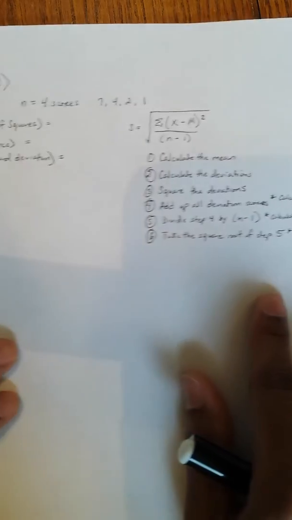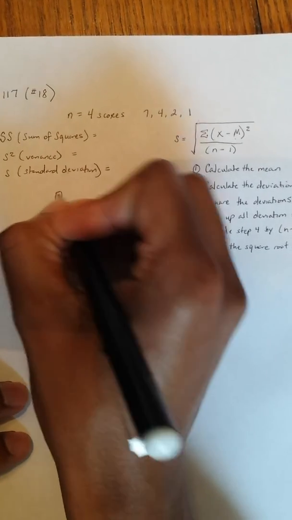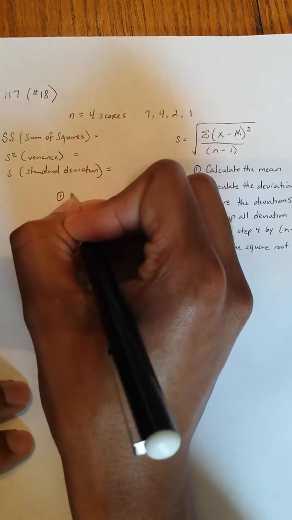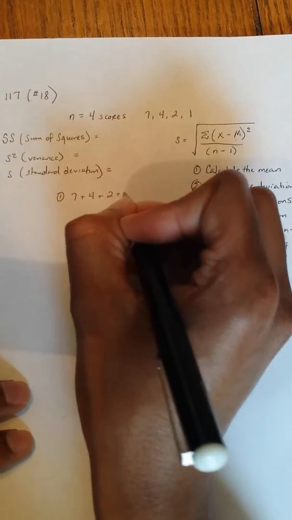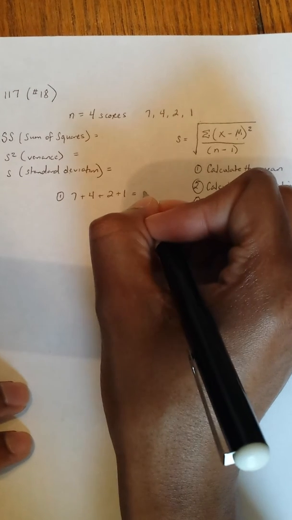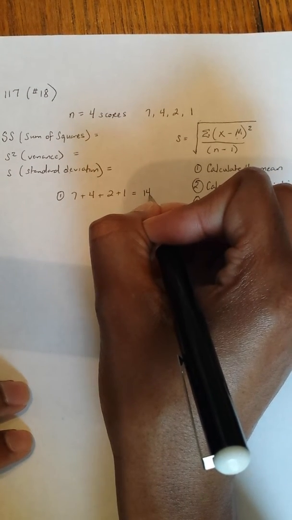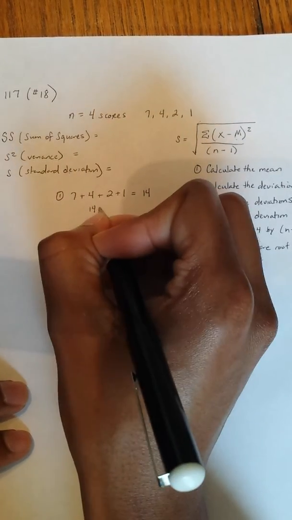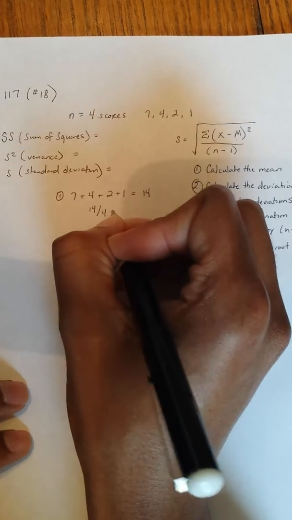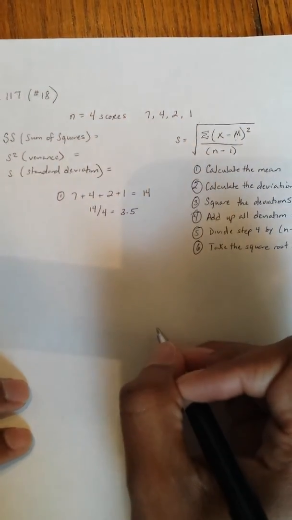Okay, so let's move through this problem of calculating the standard deviation. Our first step is to calculate the mean. So that means taking 7 plus 4 plus 2 plus 1, which will give us 14. So we're summing up all the raw scores to get the mean, one of the first steps. Then afterwards we do 14 divided by 4, which will give us 3.5.